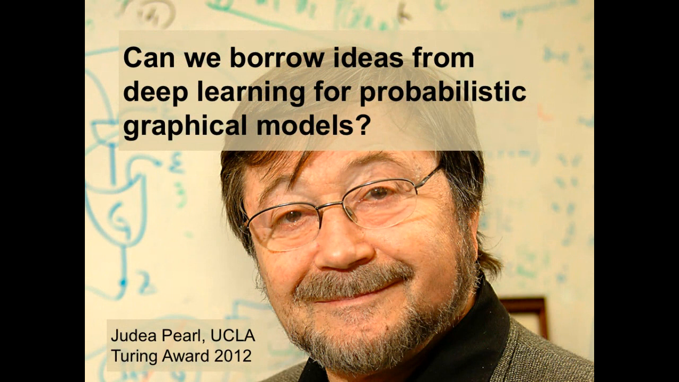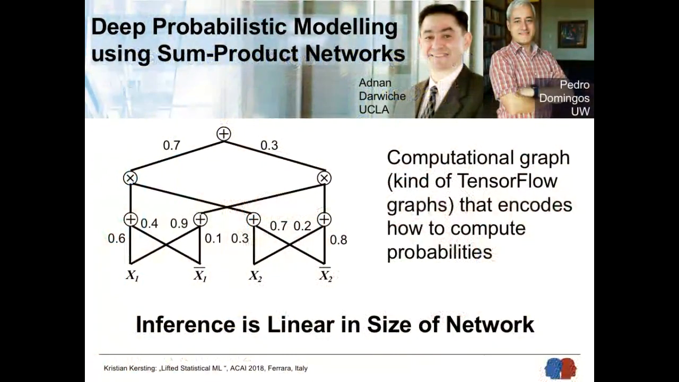Okay. We would like to make use of graphical models, but now we would like to borrow the idea of deep networks into graphical models, okay? And there are two very smart people, Adnan Darwiche and Pedro Domingos, who did that. And they came up with something you may call deep probabilistic models. You may call it a sum product network. Later you will see that it's an arithmetic circuit.